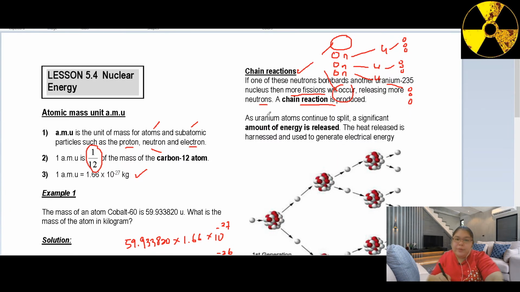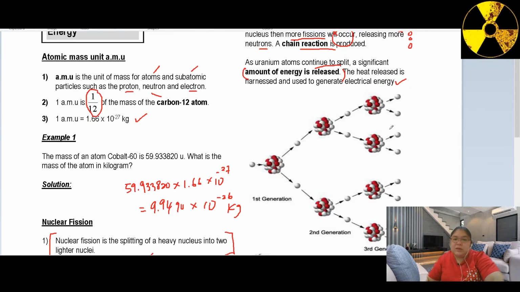So from here they explain for you. As the uranium atoms continue to split, a significant amount of energy is released. So in this situation, they produce much heat energy. The heat released is harnessed and used to generate electric energy. That's why they use it in the nuclear power station, because they can produce much energy, then they can generate electrical energy.